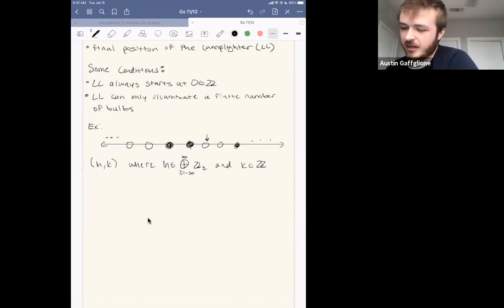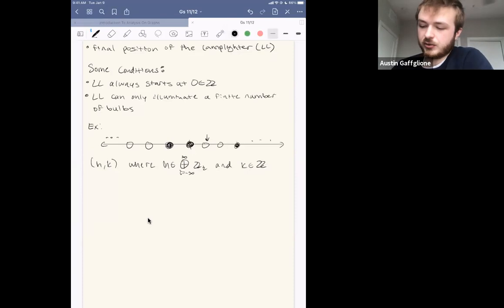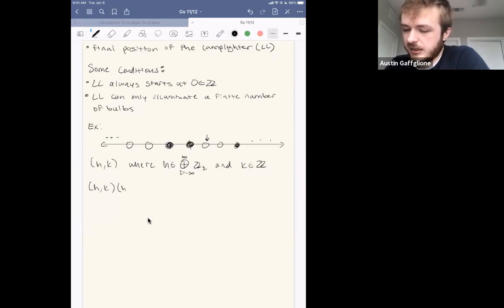So I can actually define the lamplighter group in this manner. So it's this ordered pair H and K. So I can define multiplication between these two elements. So if I have, let's say, H and K, and I multiply by, let's say, H prime and then K prime.